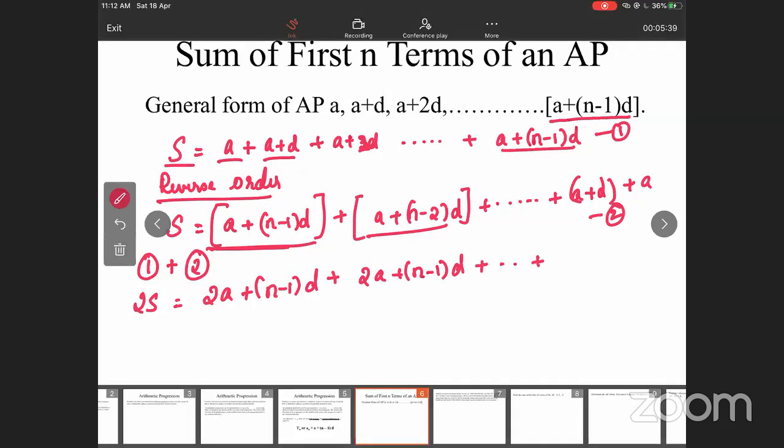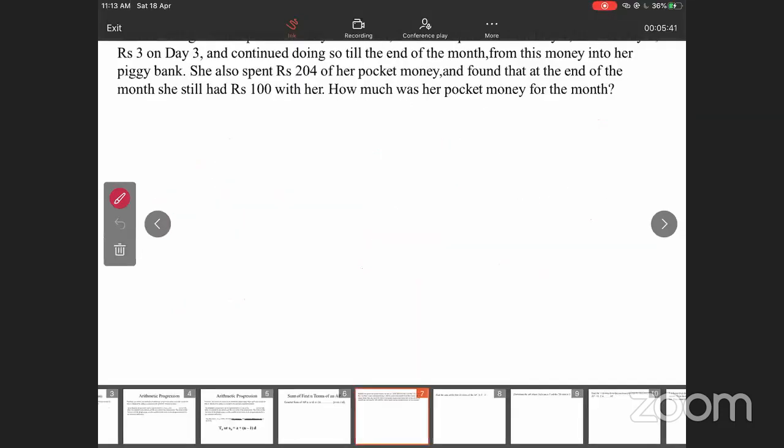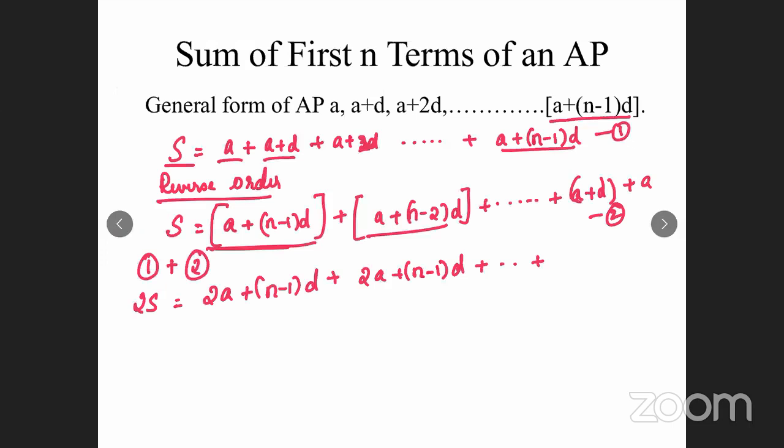Everywhere I'll be getting 2a plus n minus 1 into d. The final one also will be 2a plus n minus 1 into d. So how many times are we having it? This is n times, right? n times we are writing this.